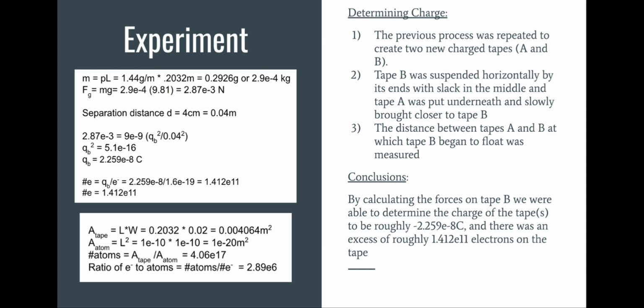This all gives us a final charge of 2.259 e to the negative 8 coulombs, and this is the absolute value. The charge would actually be negative since the force vector is pointed downwards. And for the number of electrons, we can determine that by simply dividing the previous charge by the charge of one electron, which gives us 1.4 e to the 11 electrons. As an additional calculation, we can determine the ratio of atoms to electrons by taking the area of the tape and dividing it by the area of an atom, and then finally taking the number of atoms and dividing that by the number of electrons.